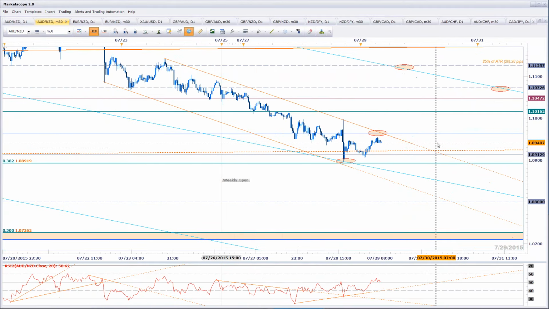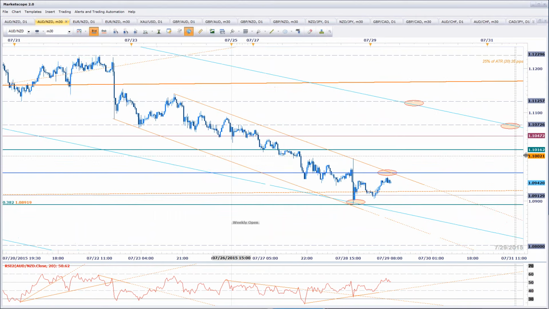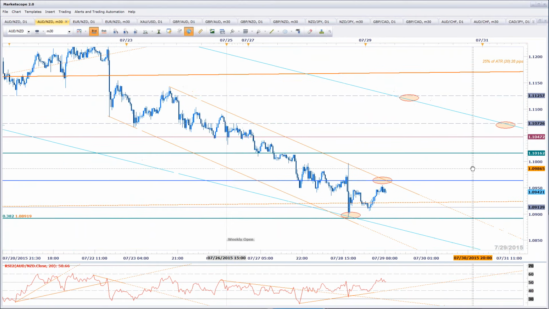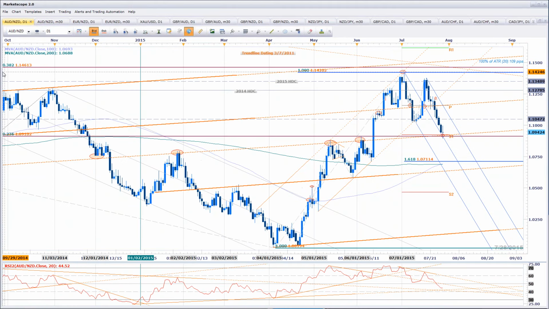Okay? Any questions on Aussie Kiwi? It's been an exquisite setup. We just really need to limit our expectations here because this is a massive support. And as long as that sits there, I'm not going to really look to play any shorts into a key support level.